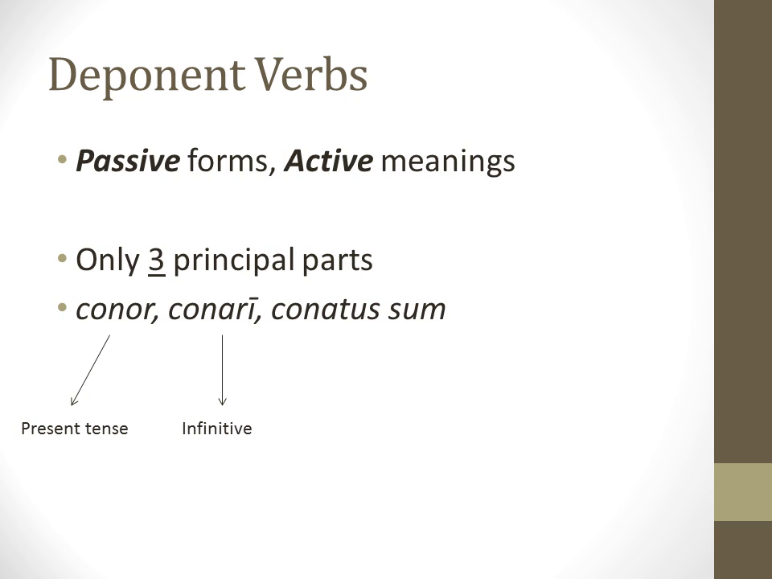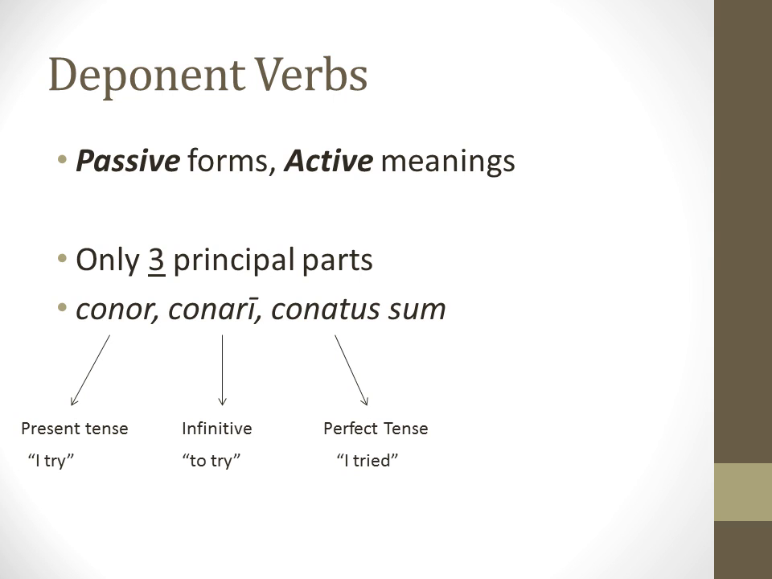On the other side, if we were to draw a dotted line there, then we would have the perfect family. A deponent verb only has one principal part in the perfect family, conatus sum. That's going to be the perfect tense. There is no fourth principal part here because on a regular verb, the fourth principal part is already passive. So I can't take a passive principal part and make it even more passive for a deponent verb. That's why we only have three: conor, present; conari, infinitive; conatus sum, perfect.